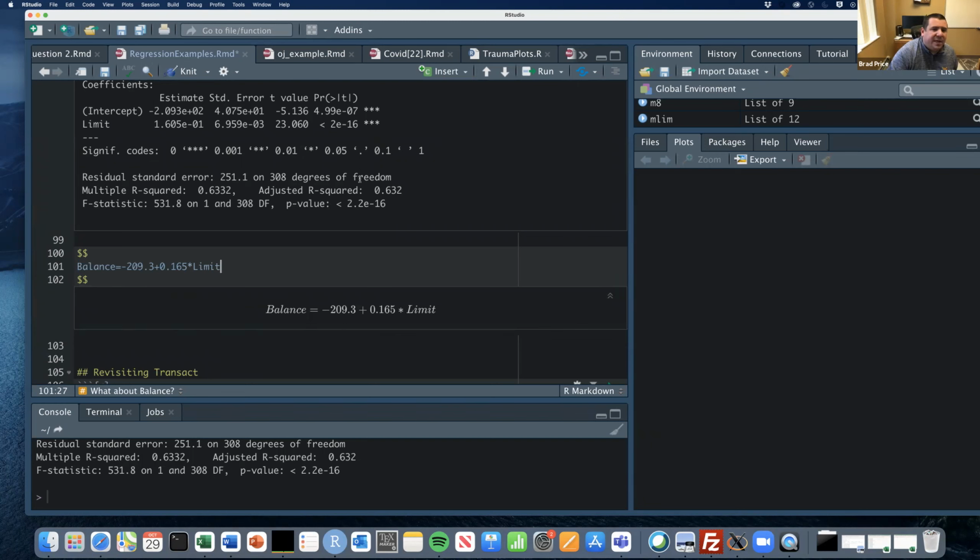What that's telling me here, right? That p-value tells me the slope is non-zero. That's what I need to say. Look, there is a relationship between balance and limit. Duh. But what it's saying is, look, for every $1 you increase limit, we expect your balance to increase about 16.5 cents.